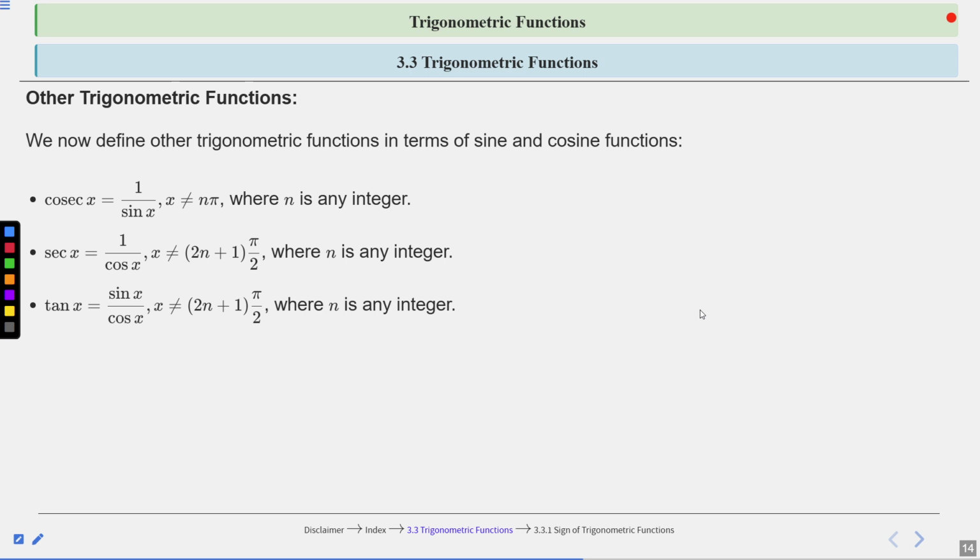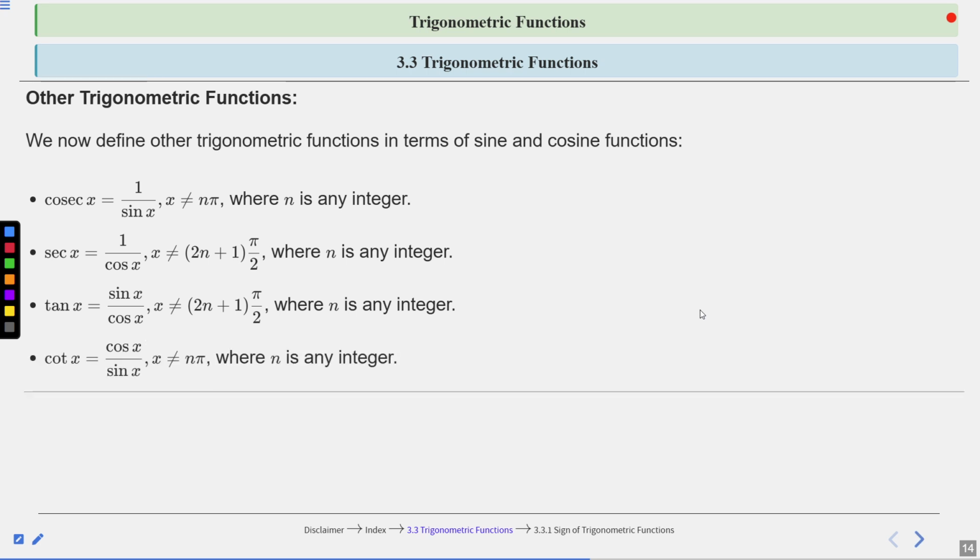Okay. Now tan x is equal to sin x upon cos x when x is not equal to (2n plus 1) pi by 2, where n is any integer, right? Now cot x is equal to cos x upon sin x, where x is not equal to n pi, where n is any integer. Right, so you need to remember these formulas also.